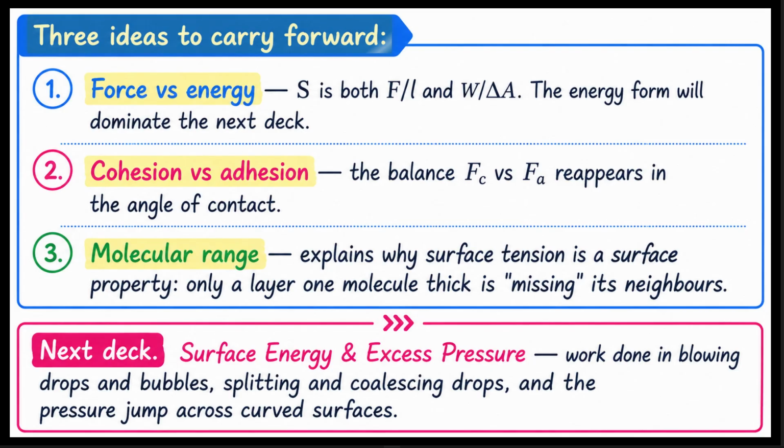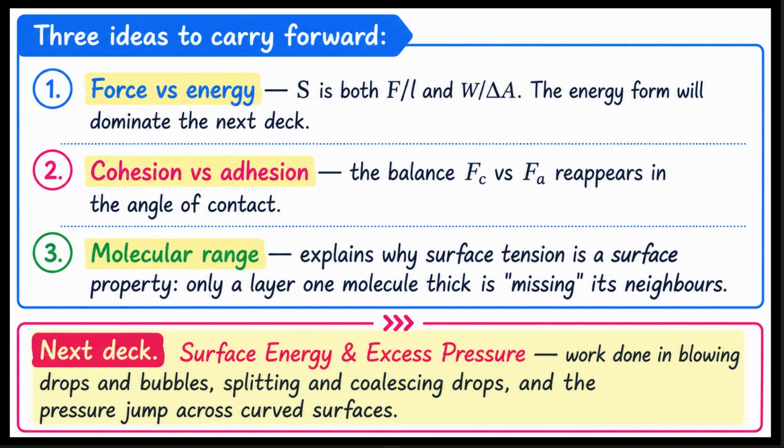Before we hand off, 3 threads to carry forward. First, the dual reading of S. It is force per length and work per area. The energy form will dominate the next deck. Second, the balance between cohesion and adhesion, F sub C versus F sub A. The same balance reappears in the angle of contact, where it decides whether a liquid rises or falls in a narrow tube. Third, the molecular range explains why surface tension is purely a surface property. Only a layer 1 molecule thick is missing its neighbors. With these 3 ideas in place, we are ready to do real calculation, which is exactly what the next deck is about.